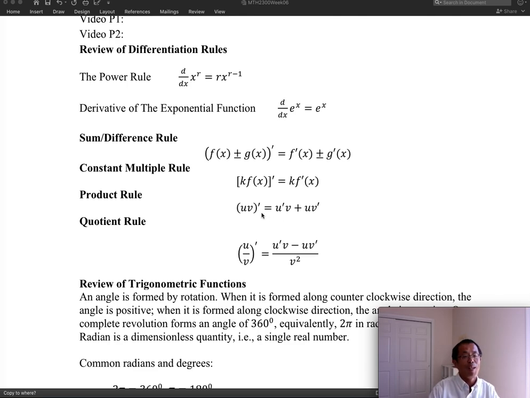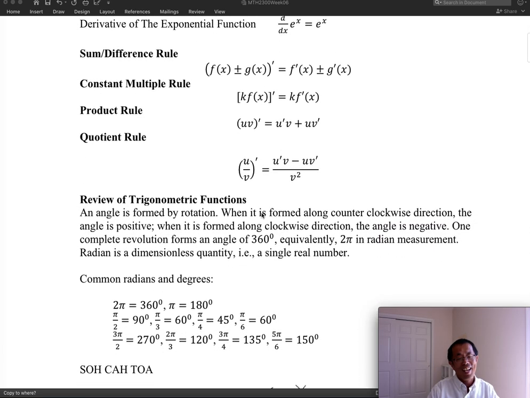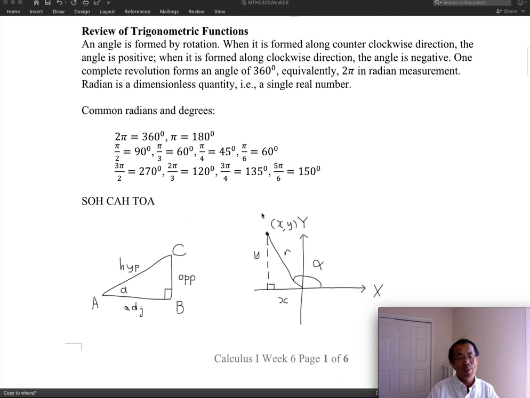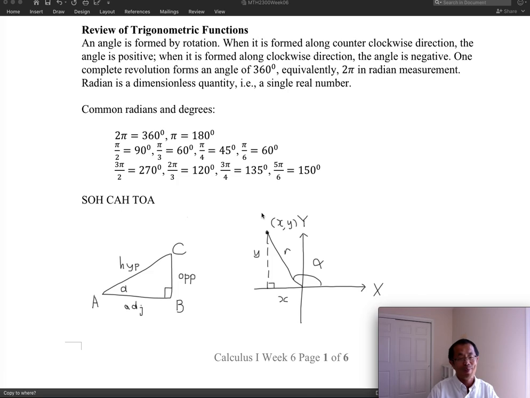Okay, let's move to the topic of trigonometric functions. I still have a lot of things to review for trigonometric functions. First of all, to clarify, trigonometric functions are for angles. Formally, we consider an angle to be formed by rotation. Look at this part of the graph. You rotate the positive side of the x-axis, and you could rotate in the counterclockwise direction or the clockwise direction.